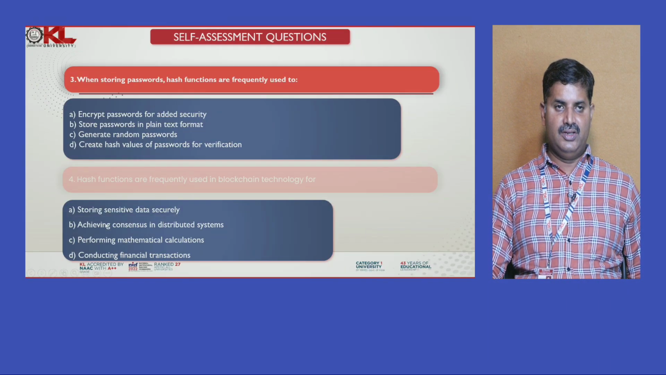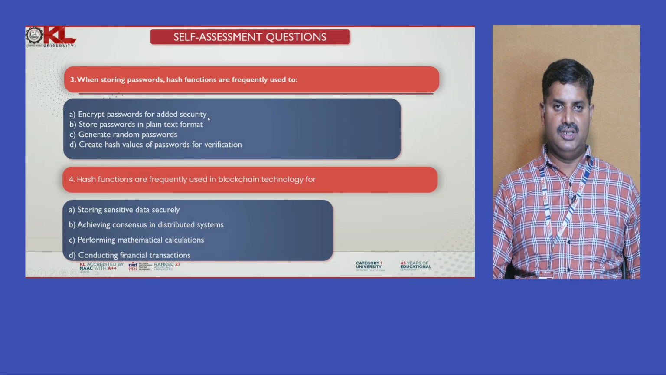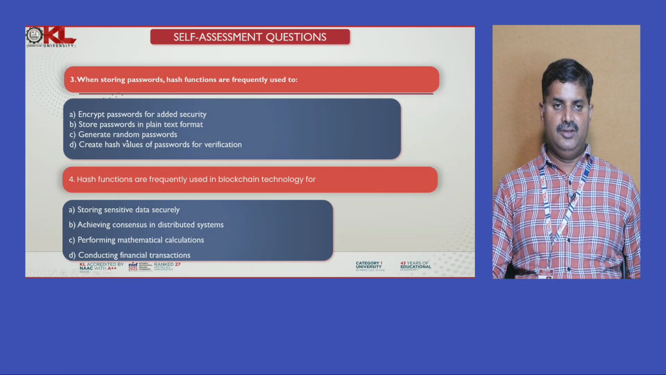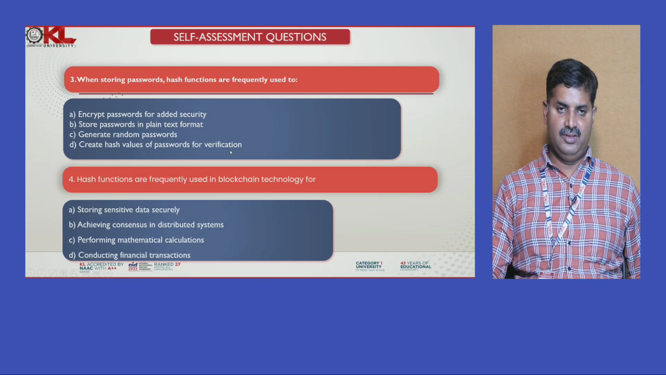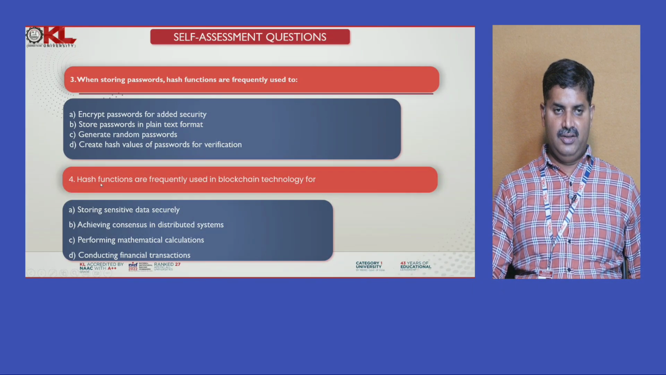Coming to the third question, when storing passwords, hash functions are frequently used to generate random passwords, and also the fourth one, create hash values of passwords for verification, will also be considered. And the fourth question is, hash functions are frequently used in blockchain technology. Okay, so hash functions are frequently used in blockchain technology for storing sensitive data securely.